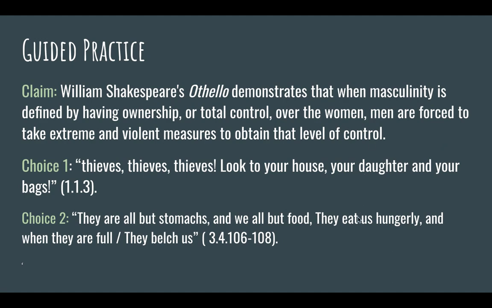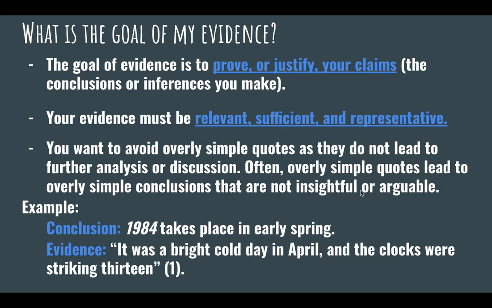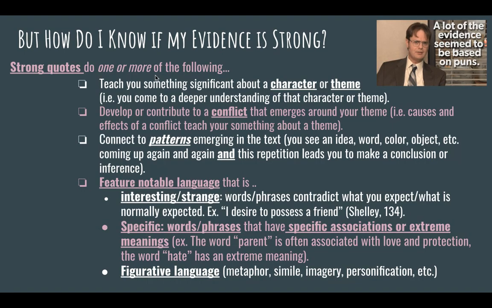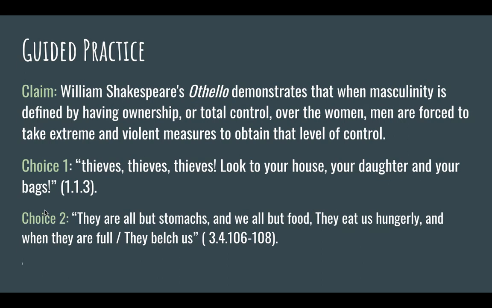So, which piece of evidence meets all of the criteria we've talked about: relevant, sufficient, representative, and then features at least one of these checklist items? Choice one: "Thieves, thieves, thieves. Look to your house, your daughter, and your bags." Or choice two: "They are all but stomachs, and we all but food. They eat us hungrily, and when they are full, they belch us." I'm going to give you a couple of seconds to think. Is it choice one or is it choice two?